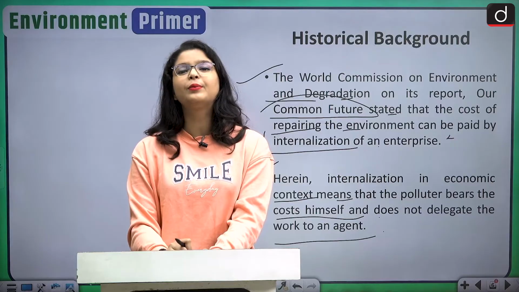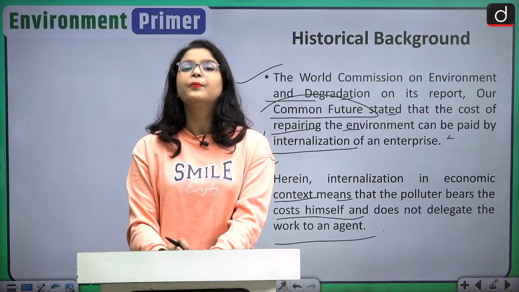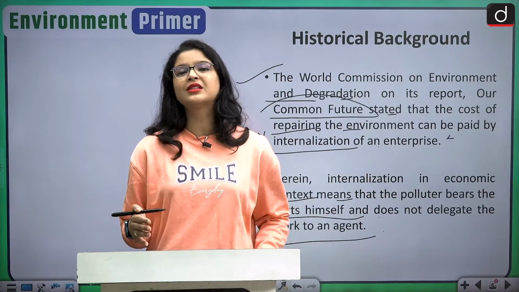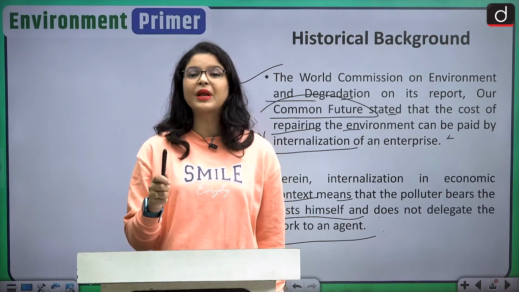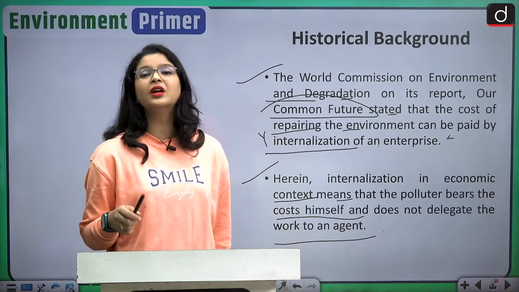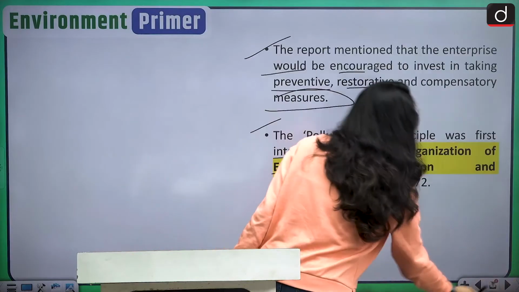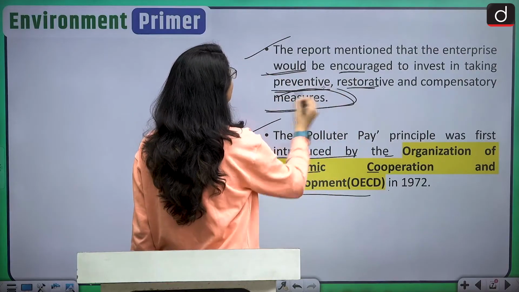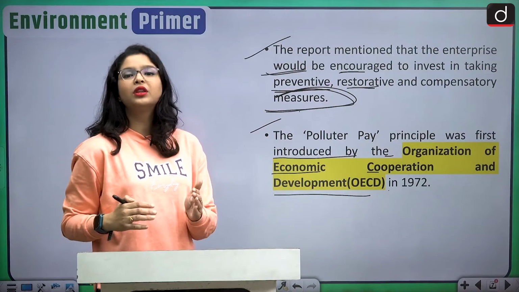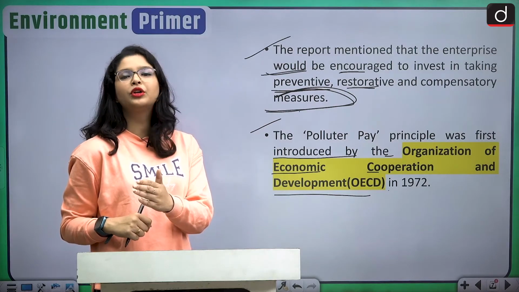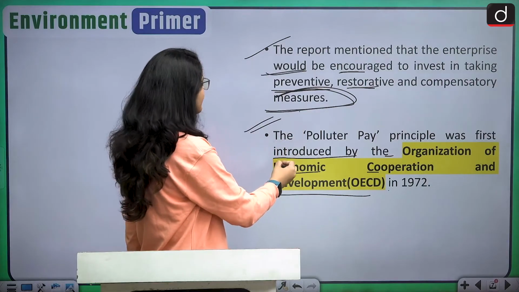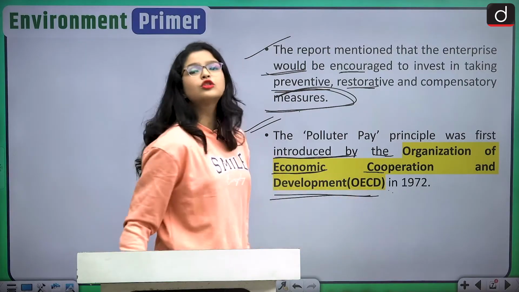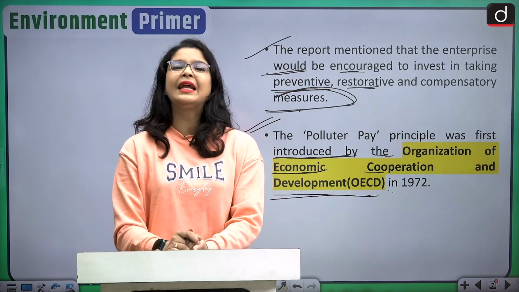They are getting affected by this environmental degradation, and that is why the report Our Common Future stated that it should be internalization of an enterprise. That means the enterprise should be made liable to pay the cost, not the innocent people. The report also stated that an enterprise would be encouraged to invest in preventive, restorative and compensatory measures if they are made to bear the costs of polluting the environment. The Polluter Pays Principle was first introduced by the Organisation for Economic Co-operation and Development, also known as the OECD, in the year 1972.